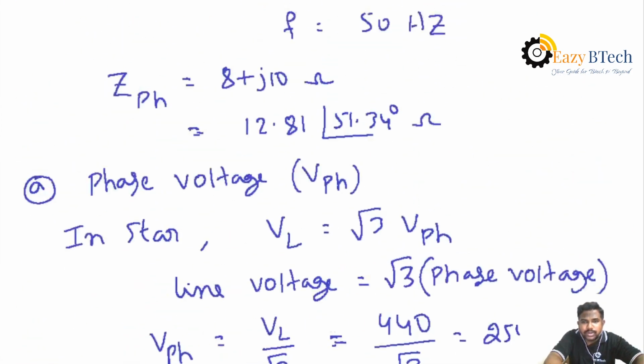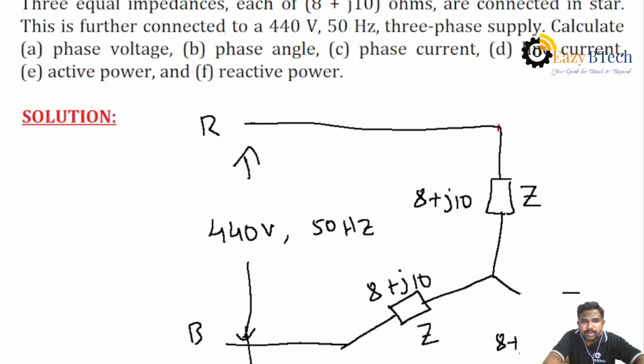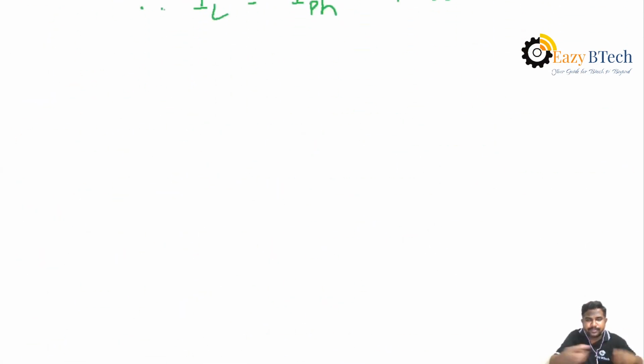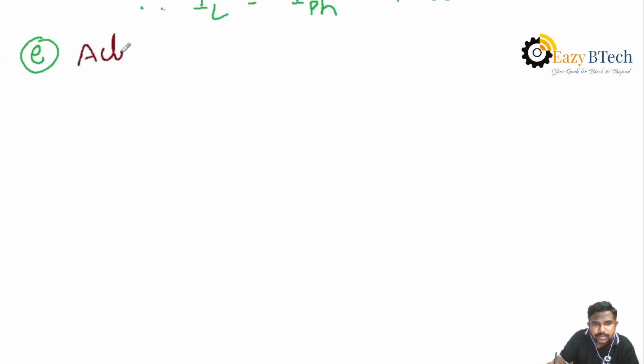Then what about the next value? We have to calculate powers, that is active power as well as reactive power. That is, the next bit is the E bit. We have to calculate active power. We can denote the active power with the letter capital P.